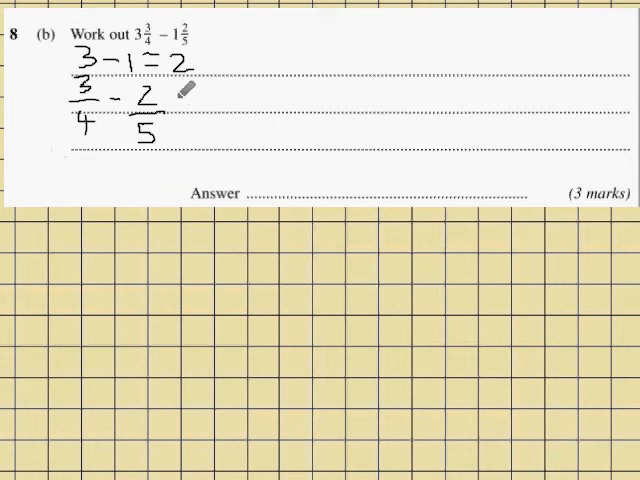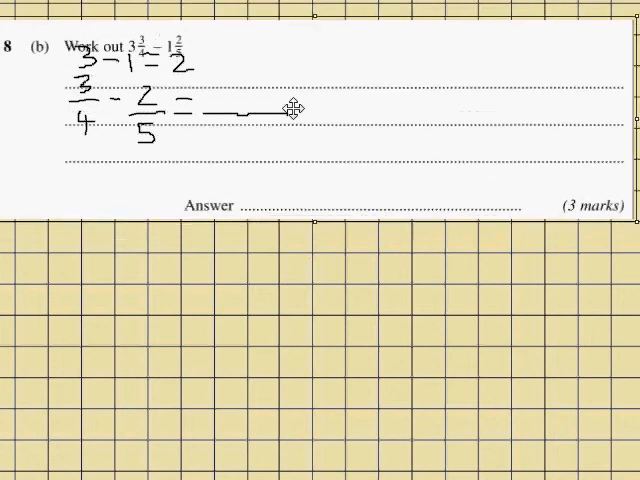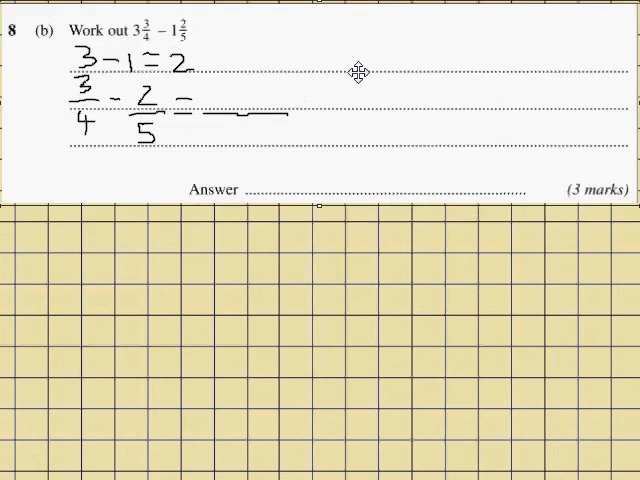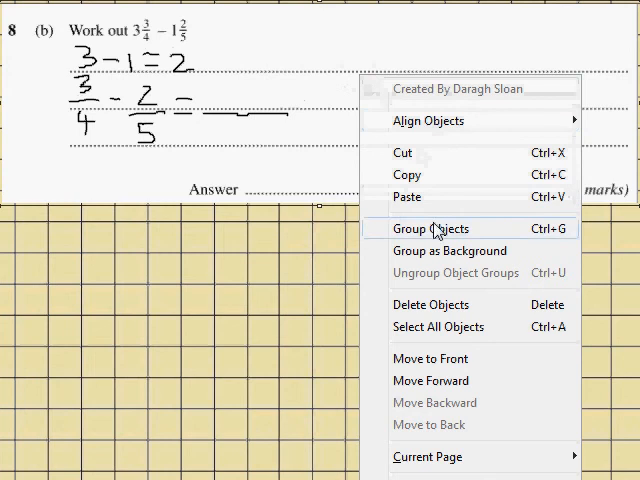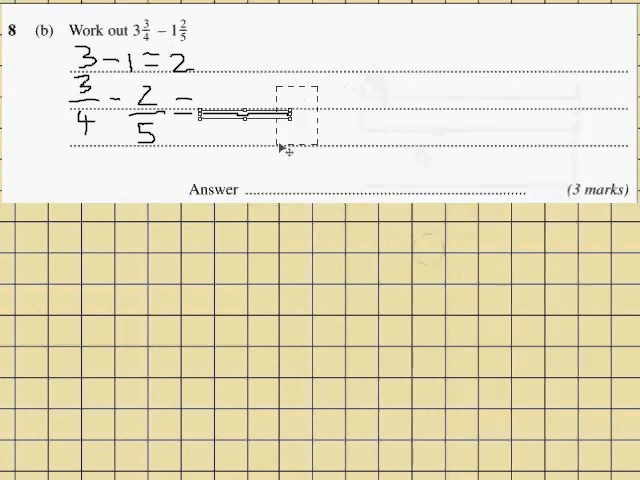With two small numbers like this, you can just ask yourself what number is in both the 4 times table and the 5 times table. The answer to that is 20. So my new denominator is going to be 20. And actually what I might do is have two separate ones just so you can see what's going on.